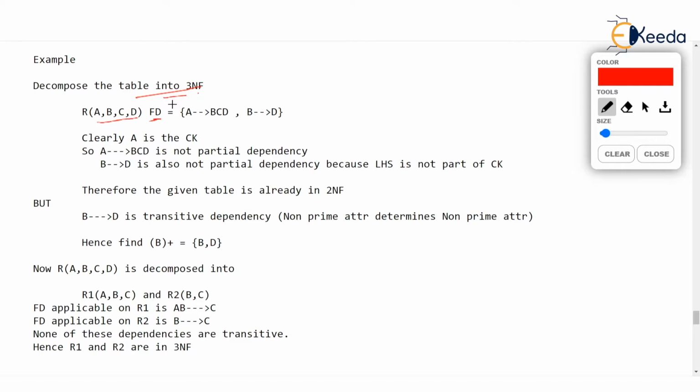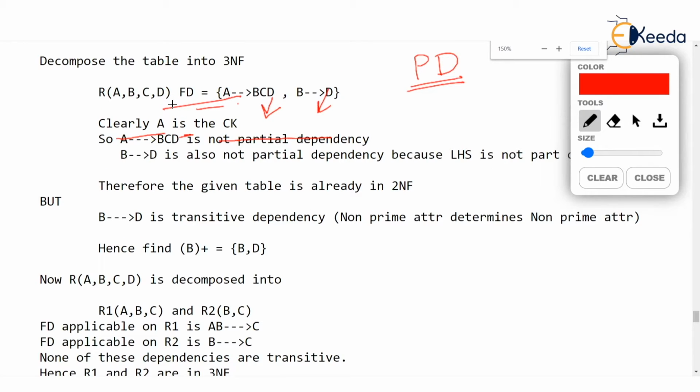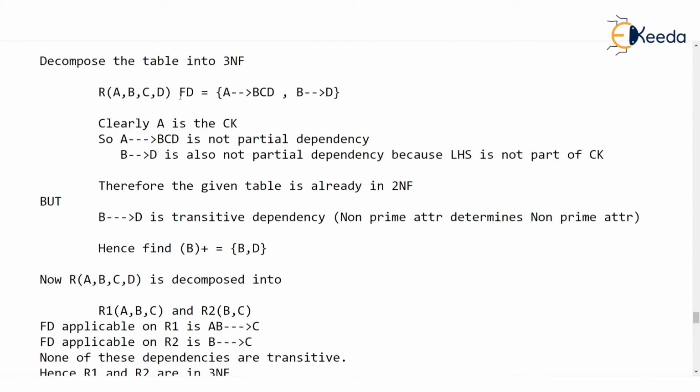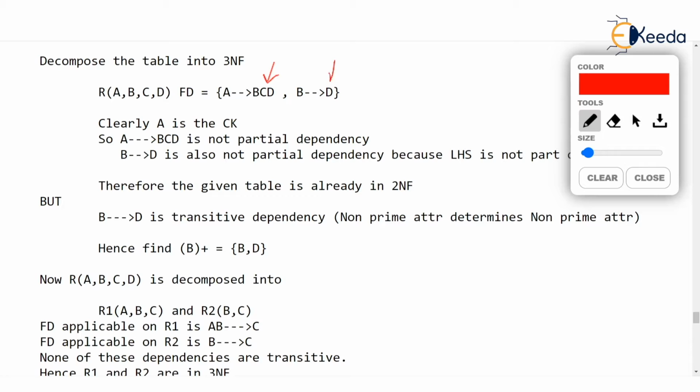Wait a minute, now you be careful. First of all, before checking for any transitive dependency, you should check for partial dependency. Who knows that this table is not even in 2NF? Then first of all, you should bring the table to 2NF and then you should bring it to 3NF. Are you understanding? So first of all, let's see who is the candidate key of this table. Just check the right hand side of the dependencies given. A determines BCD is the first dependency. So BCD is there on the right hand side, D is there on the right hand side. So A is missing on the right hand side. So A must be part of the candidate key.